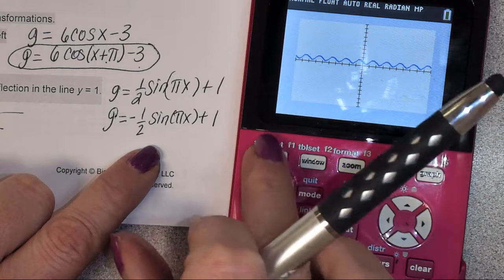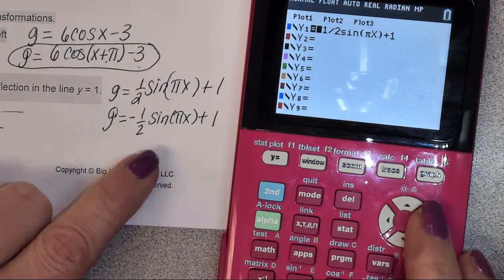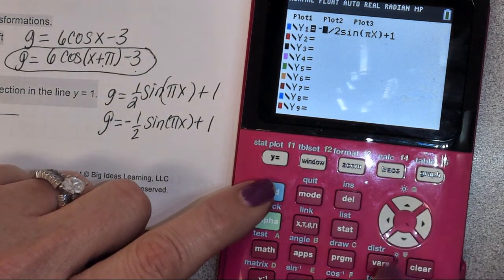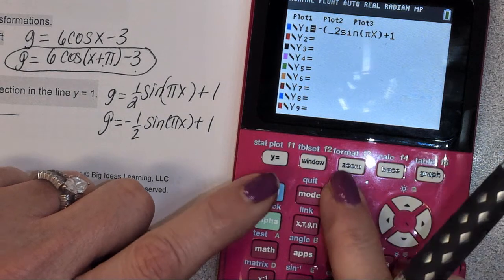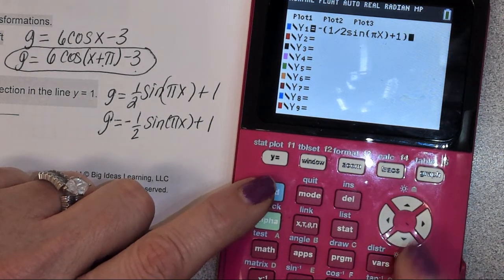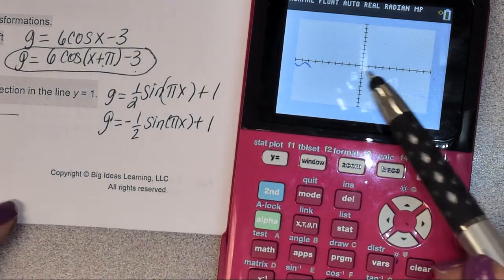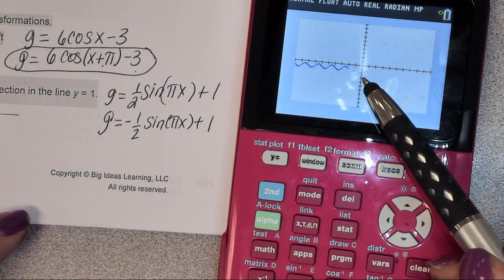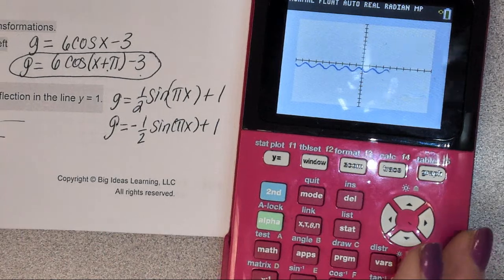Whereas if I put the negative around the whole thing, in other words, if I put it around the whole entire thing, now watch what happens. See how now it really shifted it down 1 unit, so that wasn't the right thing to do.